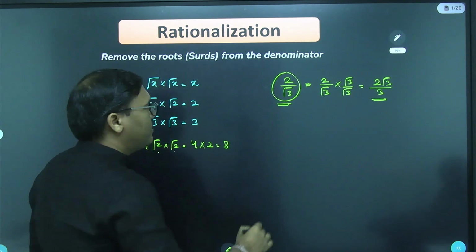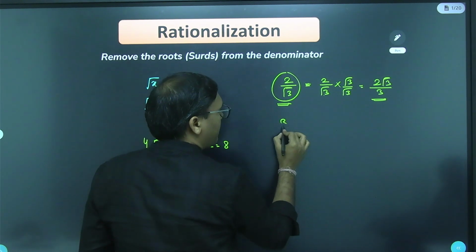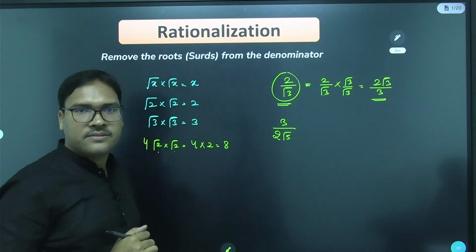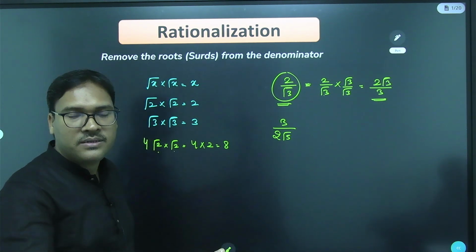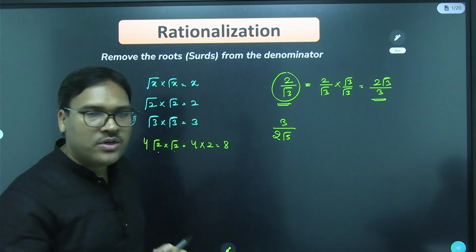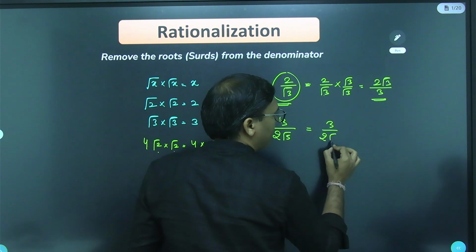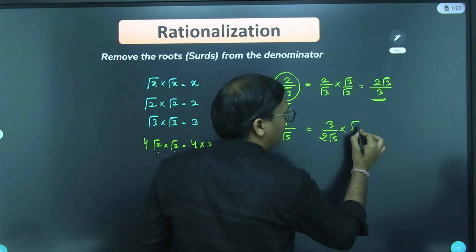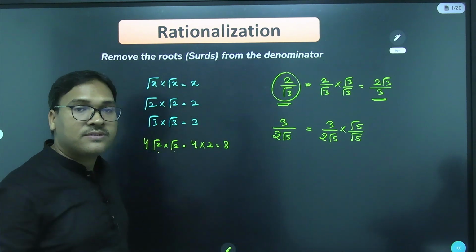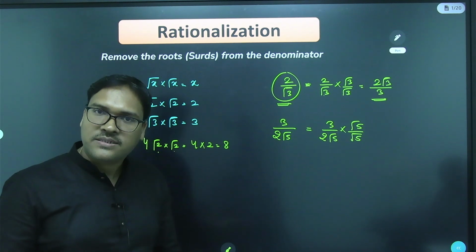For example, you have 3 divided by 2 root 5, and I want to rationalize this. That means I want to write this number such that the denominator is a rational number. How will we do that? I can say this is the same as 3 upon 2 root 5, and now I am multiplying and dividing by root 5. Why? Because root 5 into root 5 will make it 5, and the denominator will become a rational number.